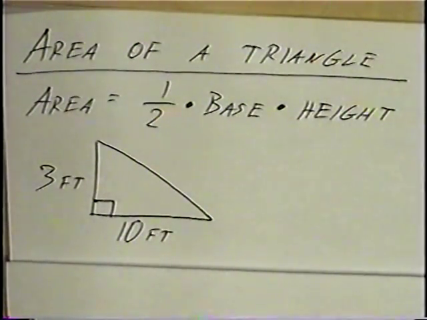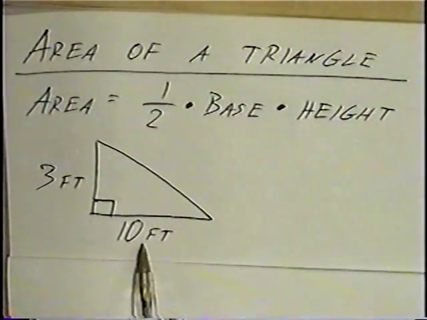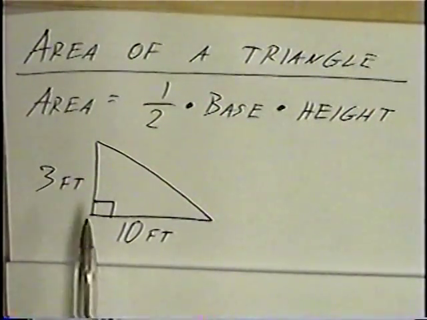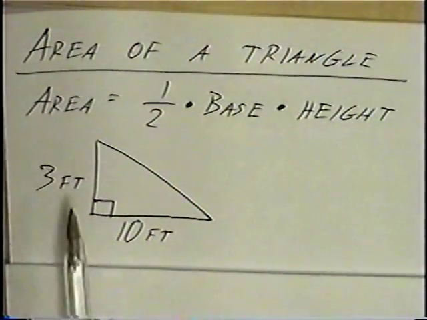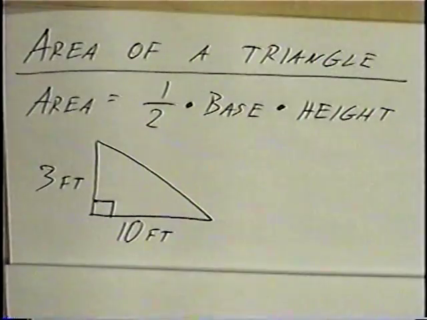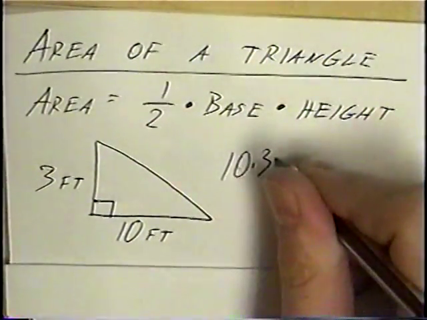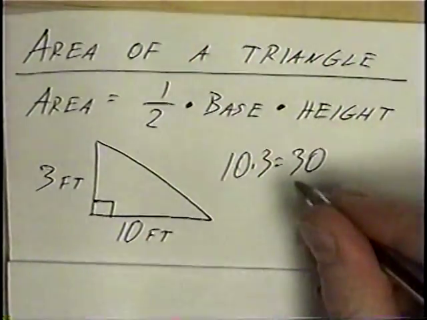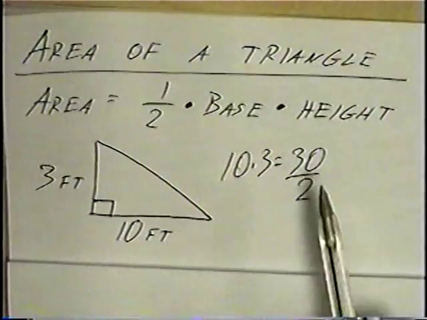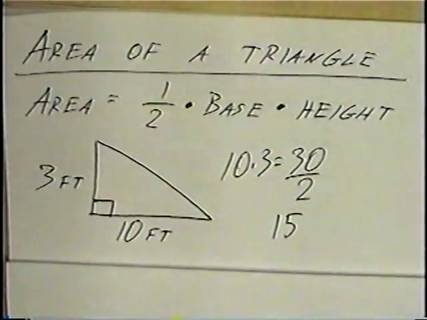For the base times the height, the base again is how long the figure is along the bottom of the shape, which would be 10. And the height again must go straight up and down, usually represented by a right angle. So the height would be 3. Multiplying 10 times 3 would be 30. And multiplying by 1/2 is the same as dividing by 2. So 30 divided by 2 would be 15.